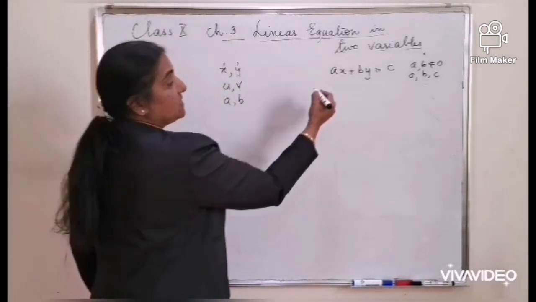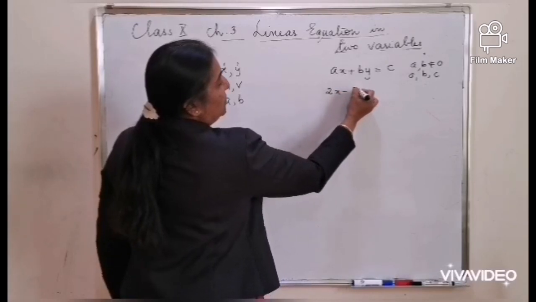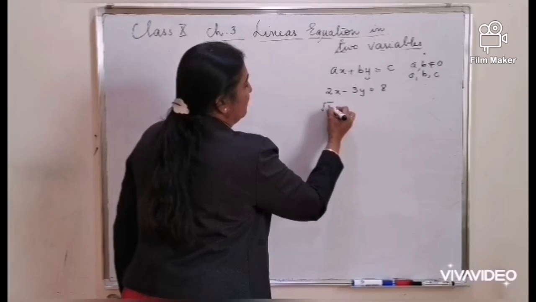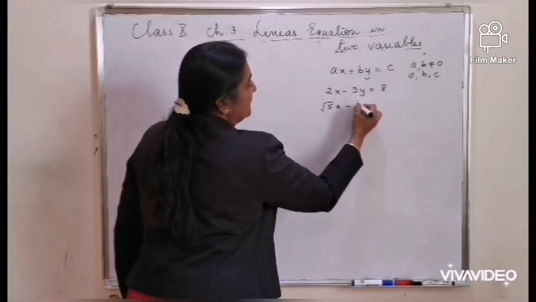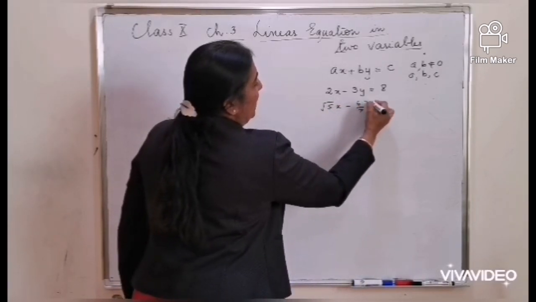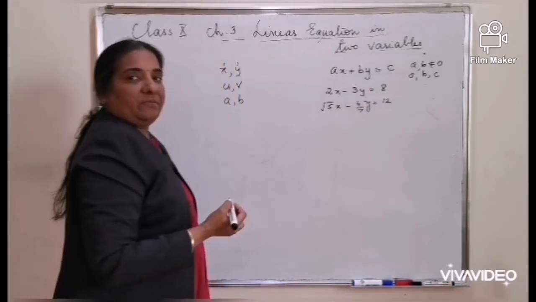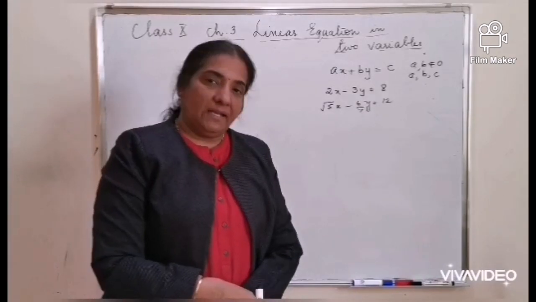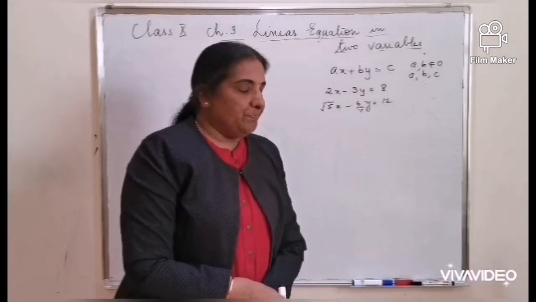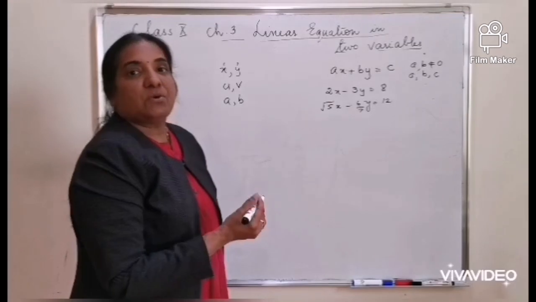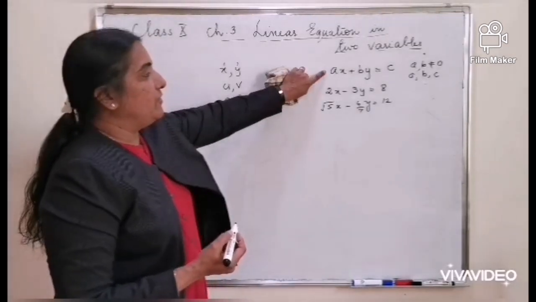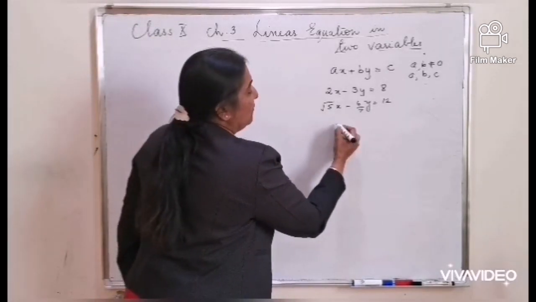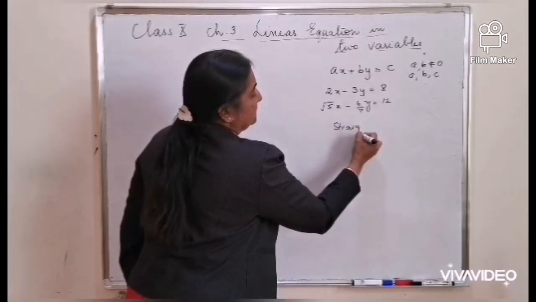Now, the examples of linear equations are 2x minus 3y is equal to 8, and square root of 5x minus 6 by 7y equal to 12. These are all examples of linear equations in two variables. The next topic is the graph of a linear equation in two variables. The graph will always be a straight line.